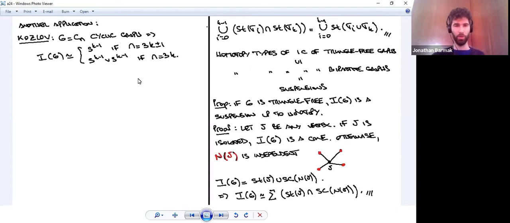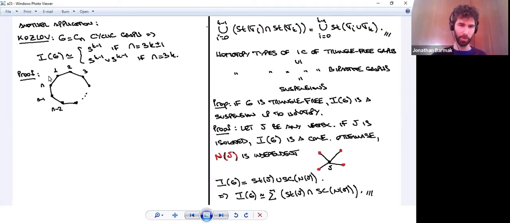Okay, so our proof will be the following. So suppose that we have this cycle, and assume for a second that n is greater than or equal to 4. It's not 3. So in particular, this graph doesn't contain triangles, and we can use the idea of this proof. Okay, so this will be our vertex v, and the neighbors are these red vertices.